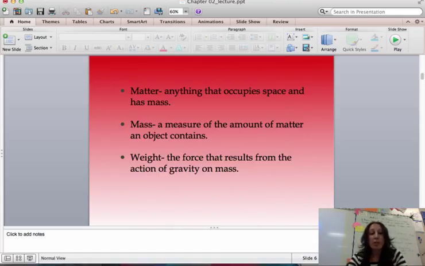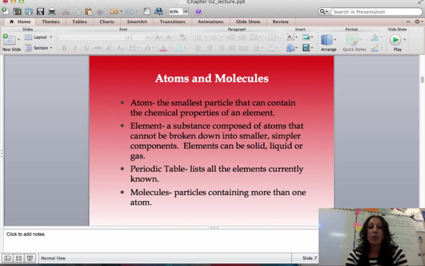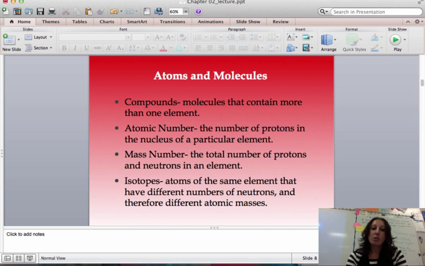Now, looking at matter, we talked about open and closed systems. Remember, matter is anything that occupies space. Mass is a measure of the amount of matter that it contains, and weight is the force that results from the action of gravity. Just a quick review on atoms and molecules. Remember, an atom is the smallest particle that can retain the chemical properties of that element. Some of the elements that you want to be familiar with in this class are carbon, phosphorus, nitrogen, oxygen, silicon, and we'll get into a little bit more, but those are some of the few.